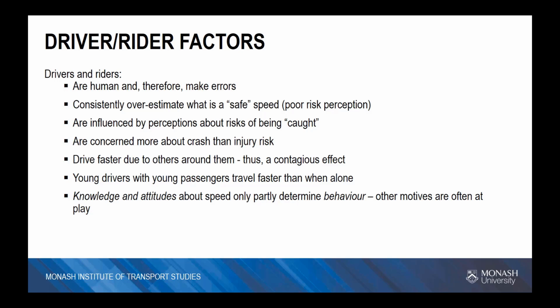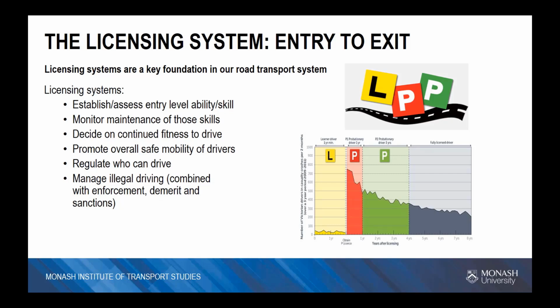They're concerned more about a crash than the injury risk. They can be encouraged to drive faster based on the travel speed of those around them, so there's a contagious effect. And there's variations in the skills and abilities of our drivers. In particular, young drivers tend to have the lowest level of skill, but tend to choose to travel the fastest. And we'll discuss these issues in more detail in week 3 when we talk about human factors.